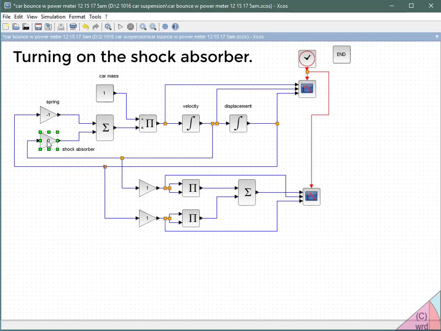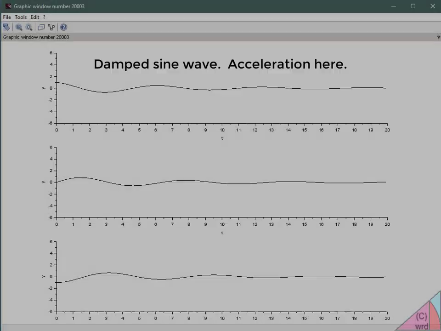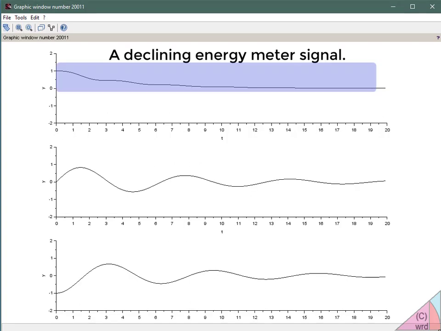Now let's put in the shock absorber. In this model, we will start with a shock absorber factor at minus 0.25 of the velocity, so we will see some damping, but not too much. Sheet 1. We have sine wave that reduces over time. Sheet 2. We have reducing system energy.